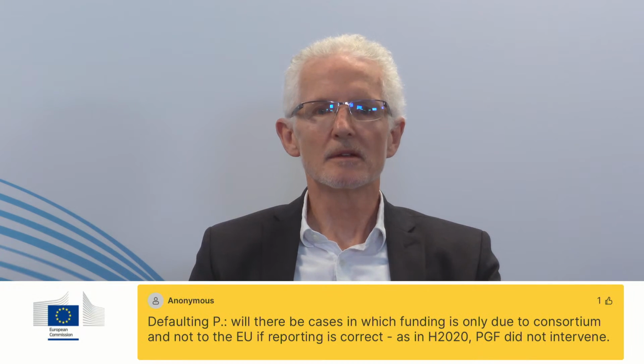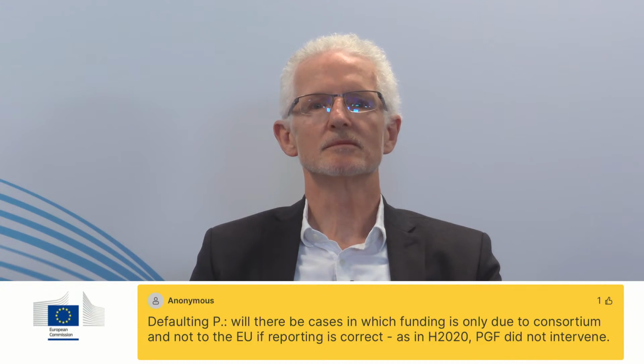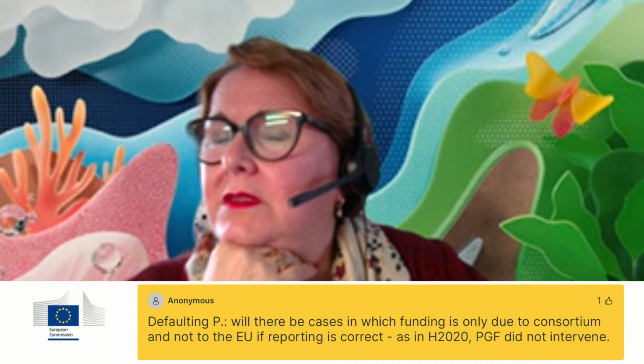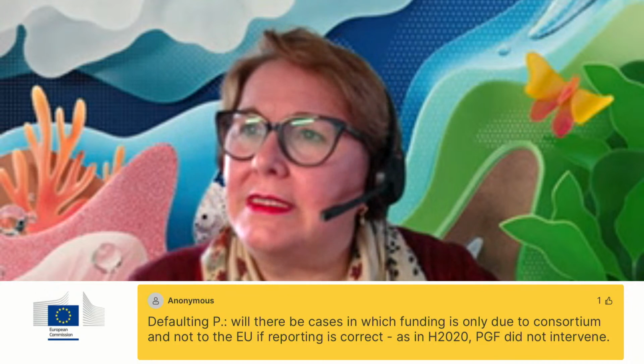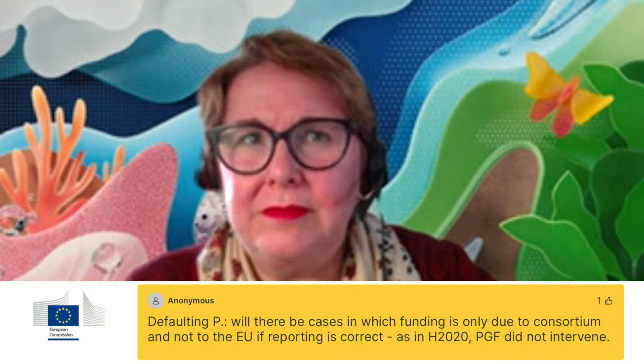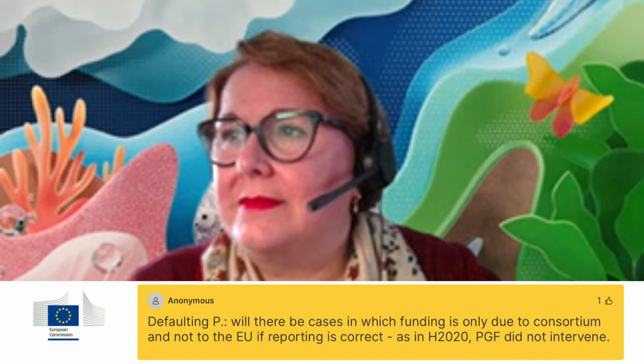I take the last question, I would say. This is about defaulting partners. Will there be cases in which funding is only due to the consortium and not to the EU if reporting is correct, as in H2020 the Guarantee Fund did not intervene? My apologies, I don't really understand what the question is here. Will there be cases in which funding is only due to the consortium and not to the EU?